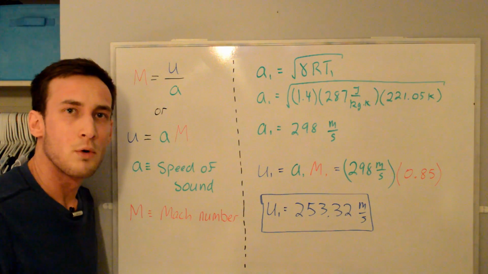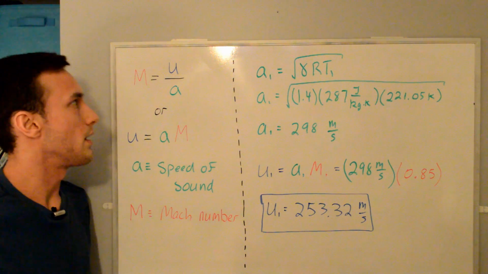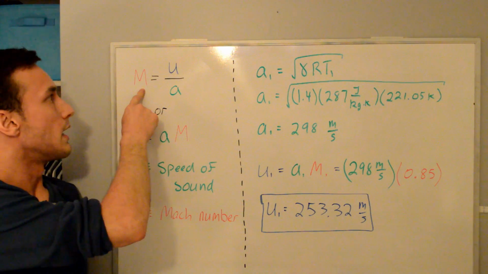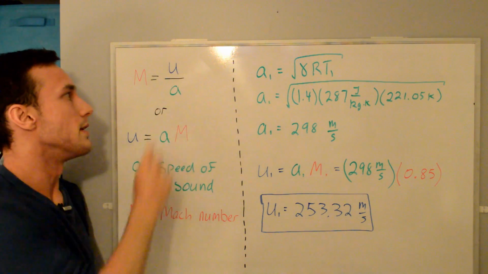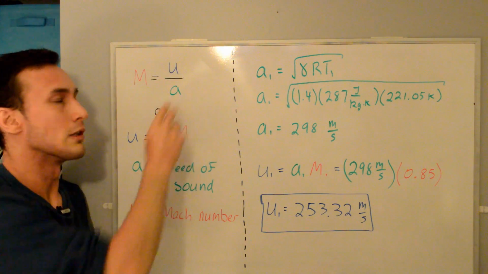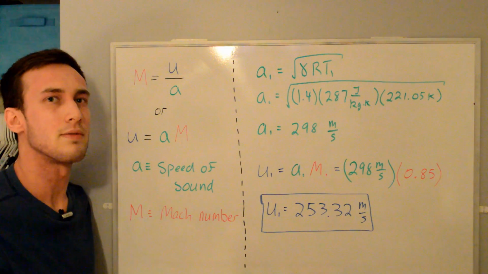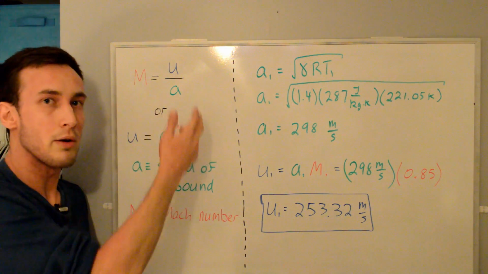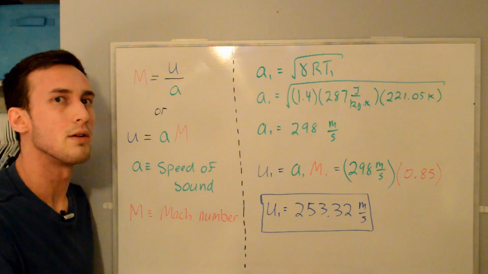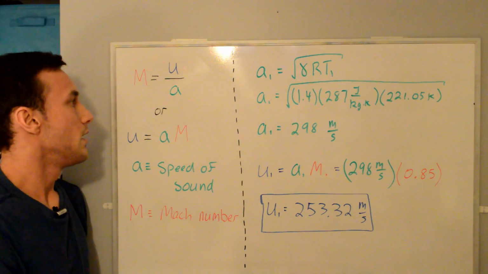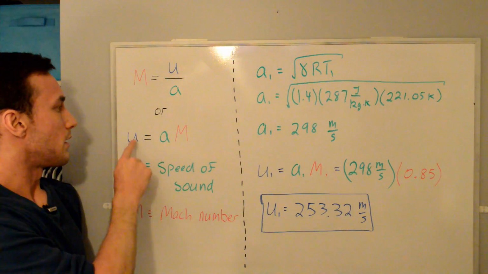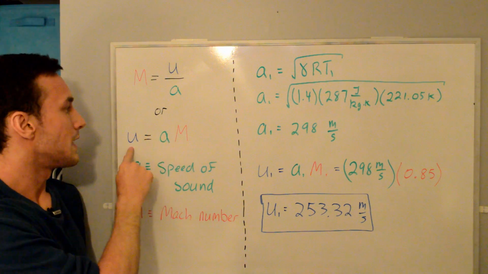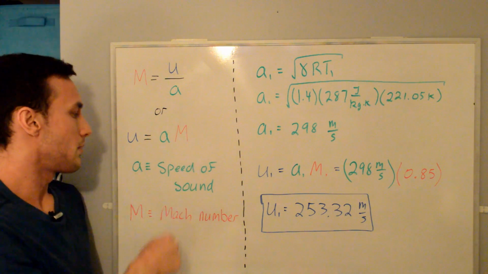Okay, now let's solve for the flight velocity. We'll start with the equation of Mach number equal to the flight velocity over the local speed of sound. So you can see that if you are flying faster than the speed of sound, your Mach number is going to be greater than 1. If you're flying below the speed of sound, your Mach number is going to be less than 1. If we rearrange this, we can see that the velocity is equal to the speed of sound times the Mach number.